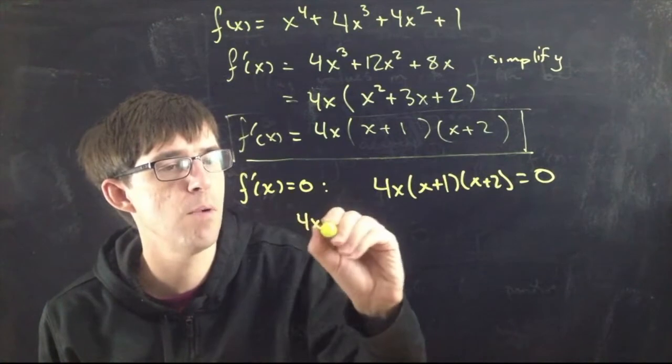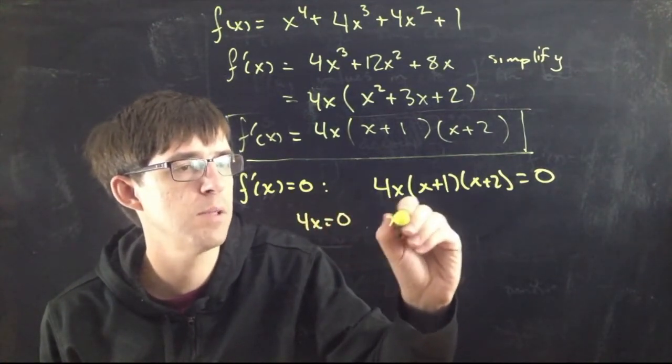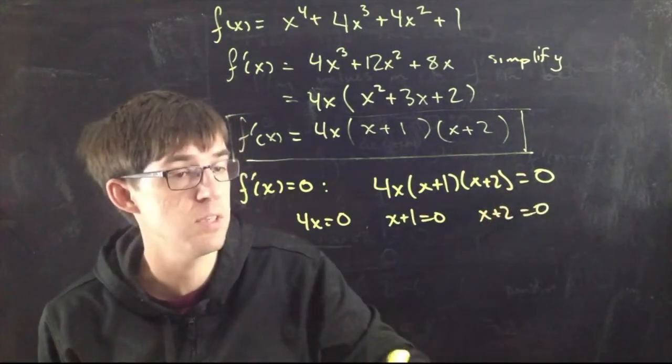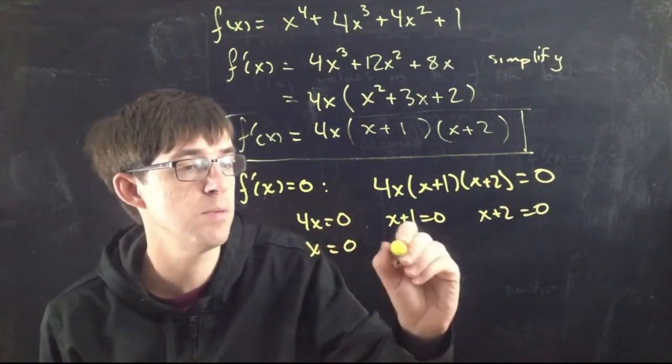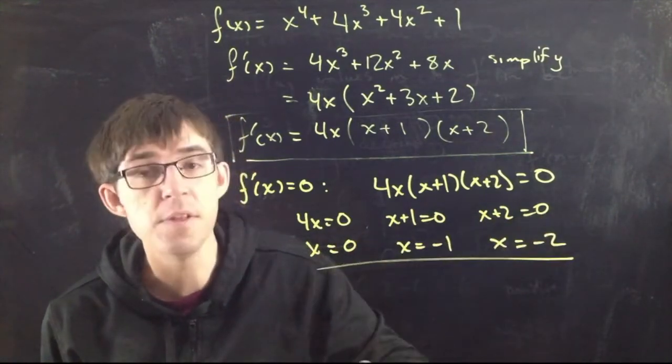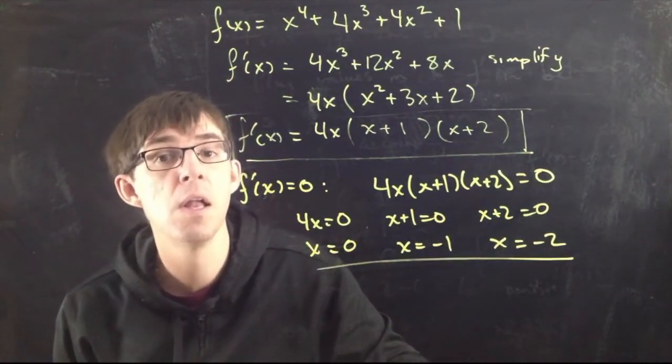So you break it up. 4x is 0, or x plus 1 is 0, or x plus 2 is 0. And we're going to get several answers in this one. This one gives me x equals 0. This one gives me x equals minus 1. This one gives me x equals minus 2. These are our critical numbers.